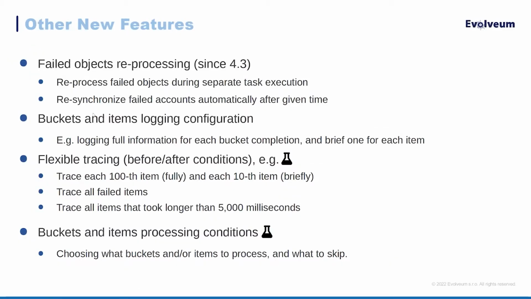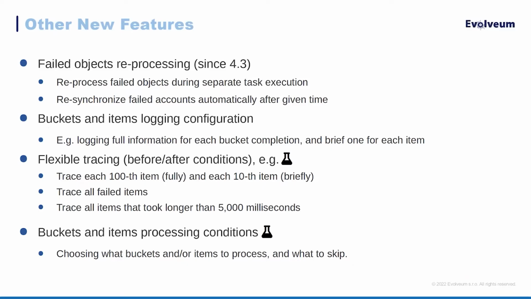There are other interesting new features that would deserve description, but let's skip them for now, just a very brief mention. Since 4.3, there is a mechanism to very simply reprocess failed objects. It can be done either in a separate task execution, or, especially for live synchronization, there's a mechanism to automatically resynchronize errored accounts using so-called synchronization triggers.